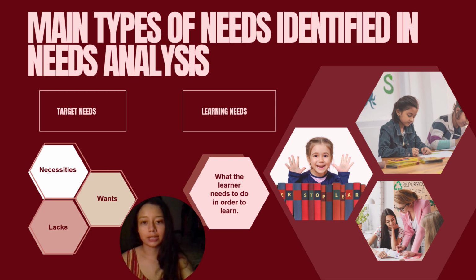And also the second type is learning needs, which focuses more on the learning process itself. This looks at how the learners learn best, what they need in the classroom to learn effectively, such as more group work, more feedback from the teacher, or more visual support.